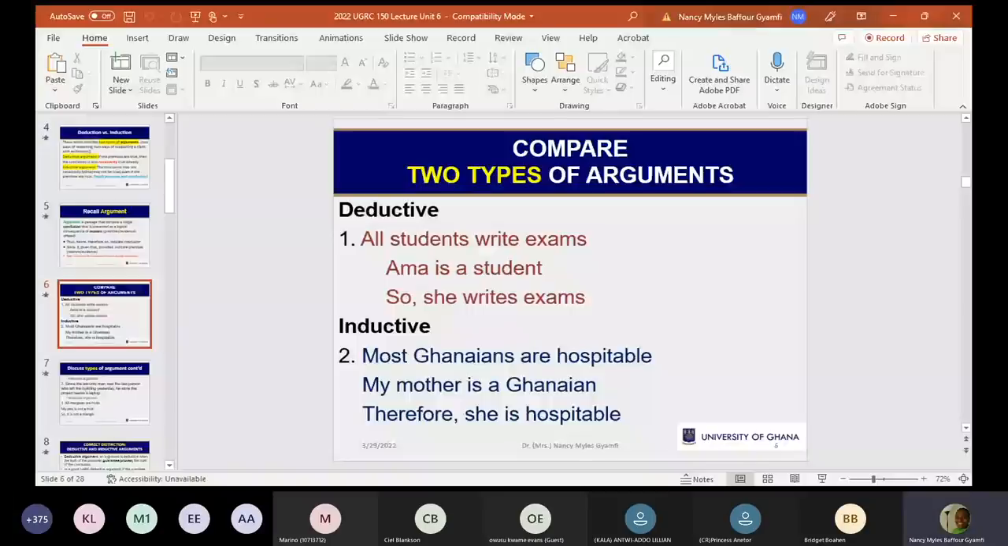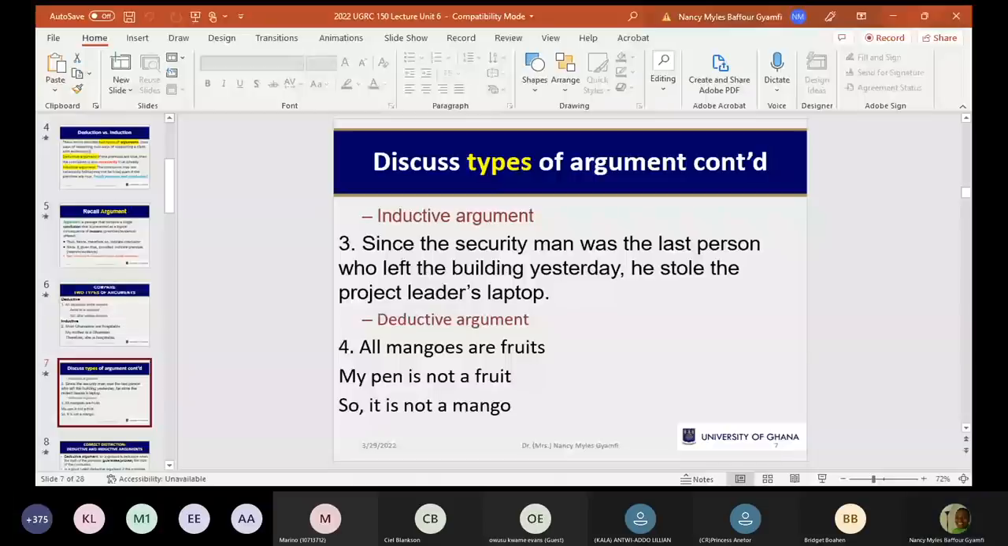Some more examples. Sister, please read. This is my slide. Okay, now I see. Okay. Go ahead. Since the security man was the last person who left the building yesterday, he stole the project leader's laptop. We can all see why this is inductive. And I have given that example already using the classroom. So Auntie, go ahead to the deductive down there.